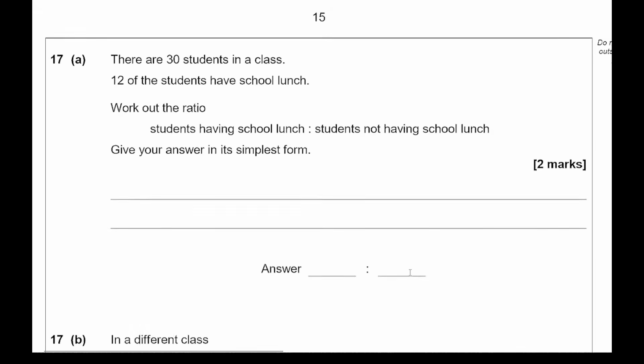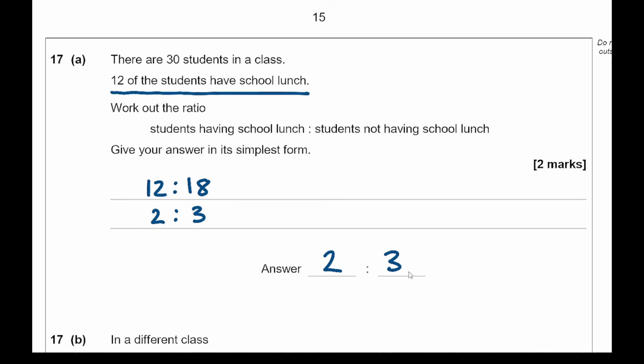Then moving on to question 17, it says there are 30 students in a class, 12 of the students have school lunch. Work out the ratio of students having school lunch to those not having school lunch. Give your answer in its simplest form. So the number of students having school lunch is 12, and if there are 30 students altogether, then that means that 18 students are not having lunch. So this is the ratio that I then need to simplify. So what goes into both 12 and 18? It's going to be 6. And 6 goes into 12 2 times and goes into 18 3 times. So my final answer is going to be 2 to 3.